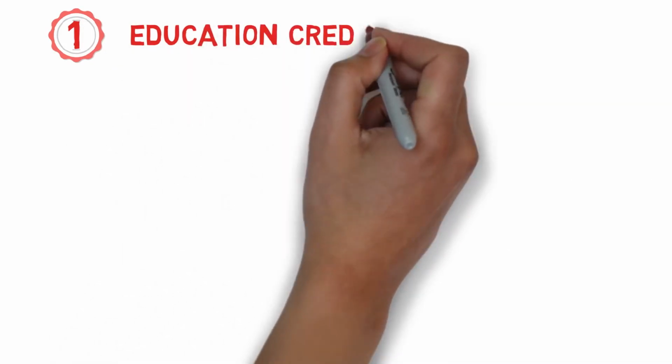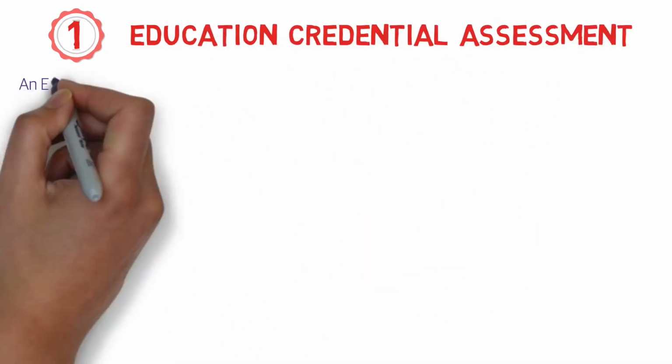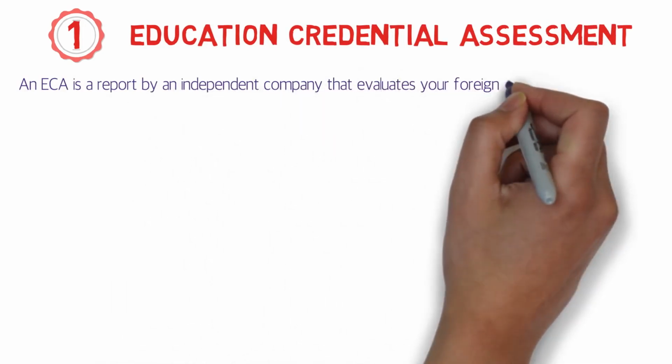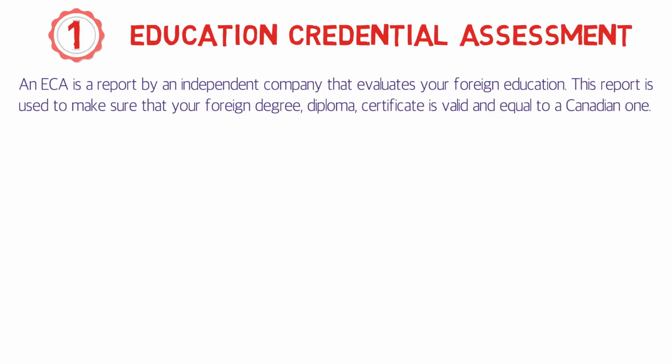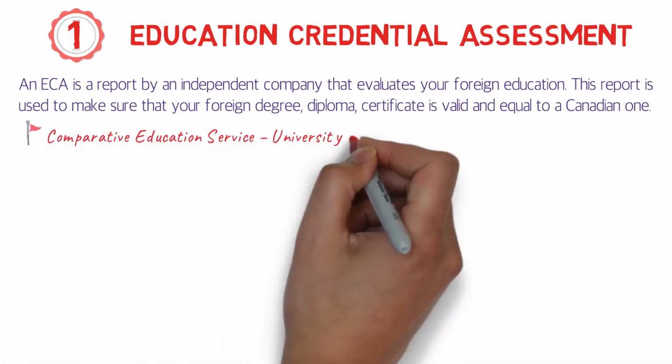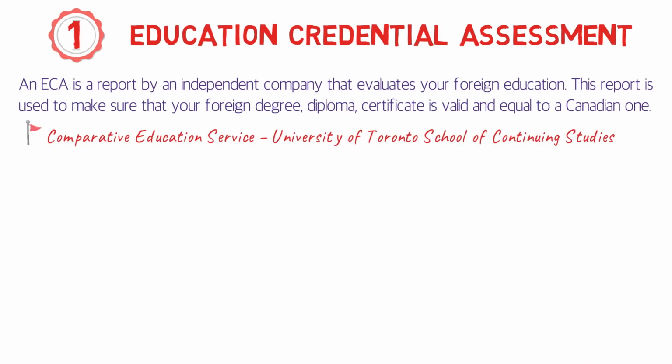Okay, so let's begin with the first one, education credential assessment or ECA. An ECA is a report by an independent company that evaluates your foreign education. This report is used to make sure that your foreign degree, diploma, certificate is valid and equal to a Canadian one. So mind it, your ECA is not done by the Canadian government, it's done by a few independent organizations, and those organizations are Comparative Education Service, University of Toronto.